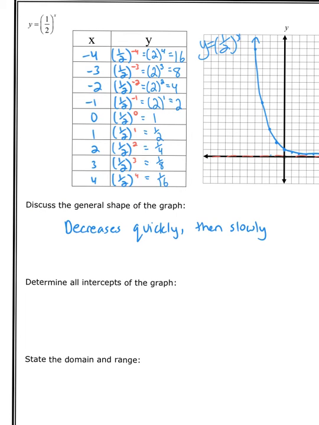So again, let's talk about the features. The general shape of the graph, at first it decreases quickly and then very slowly as you move from left to right.